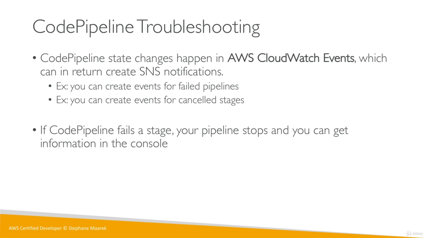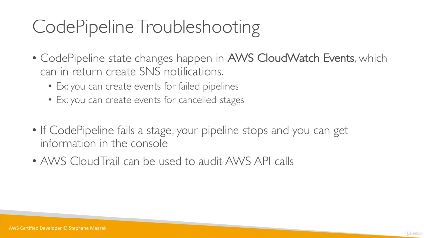Now, if Code Pipeline fails a stage, or your pipeline just doesn't deploy anything, the reason is that a stage has failed, and so your pipeline basically stops. Every time there's a failure, obviously we don't want to deploy to production if the build didn't succeed. And so when you get a failure, it's a good idea to send a CloudWatch event and then an SNS notification. And then we can go in the console and look at the information and understand what happened. You can also audit API calls using AWS CloudTrail. We haven't seen CloudTrail yet, but basically it's just used to audit any API calls done across your Amazon infrastructure.